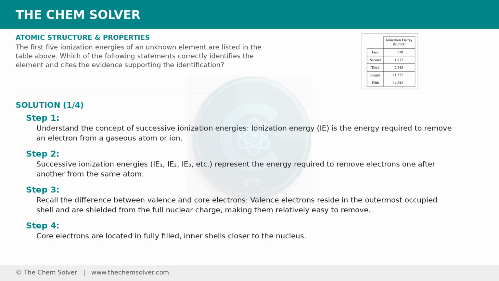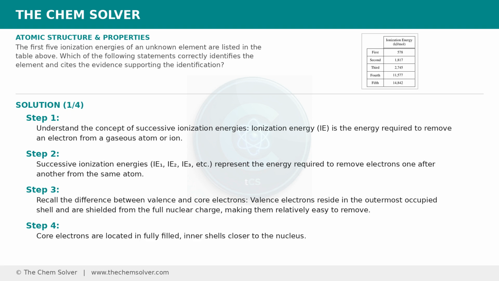Understand the concept of successive ionization energies. Ionization energy is the energy required to remove an electron from a gaseous atom or ion. Successive ionization energies, IE1, IE2, IE3, etc., represent the energy required to remove electrons one after another from the same atom. Recall the difference between valence and core electrons.